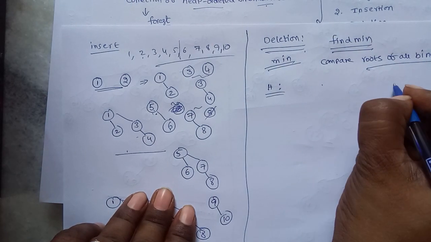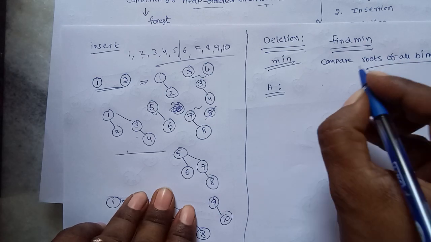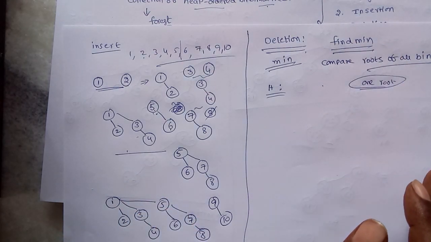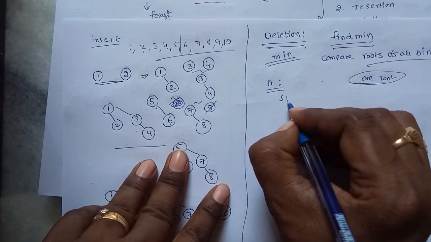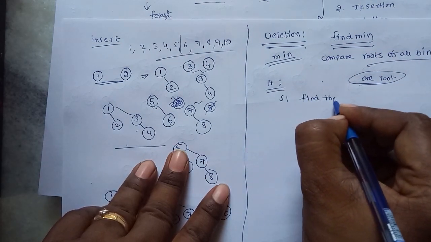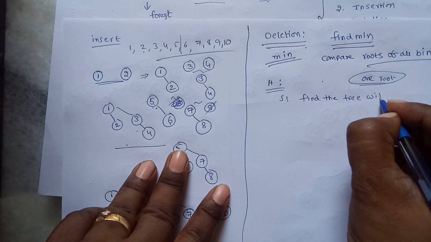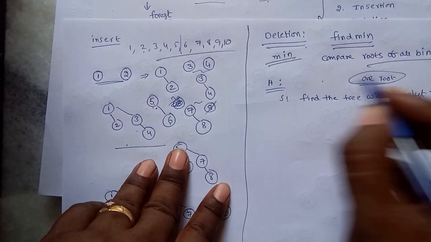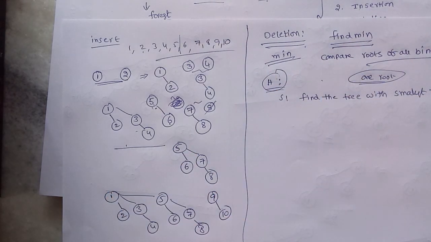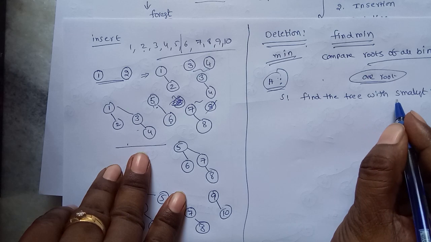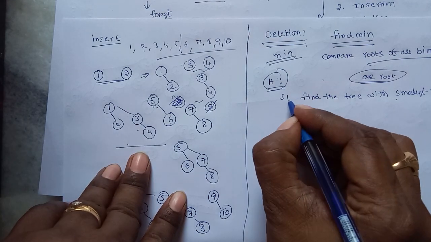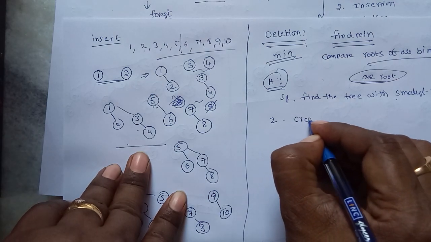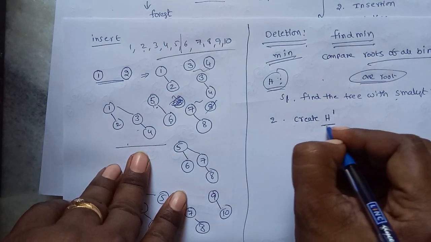Given a binomial queue H, compare all the roots. Suppose one root is the smallest. We already know that among all the roots one root is the smallest. So the first step is to find the tree with the smallest root. Step 1: find the tree with the smallest root. Step 2: we create a binomial queue H dash.